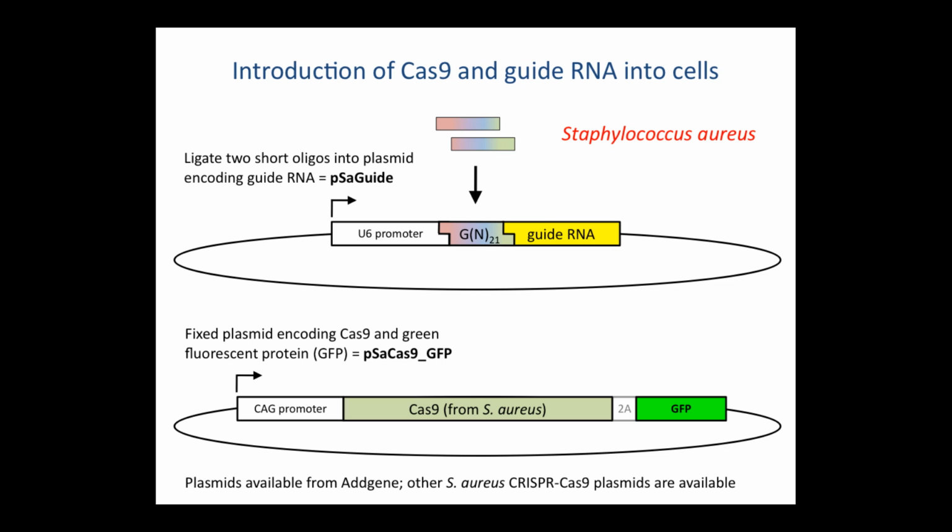Here is an analogous system by which to introduce Staph aureus Cas9 and a guide RNA into cells. This system also uses two plasmids, which are similar but not interchangeable with the two plasmids used for strep pyogenes that were shown on the last slide. The Staph aureus guide RNA is different from the strep pyogenes guide RNA. One difference is that the protospacer length for Staph aureus is 21 nucleotides rather than 20 nucleotides.